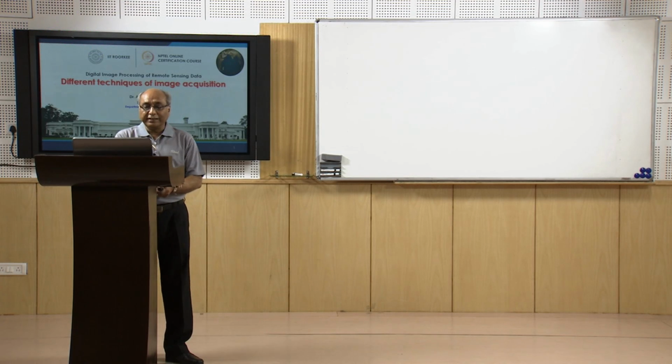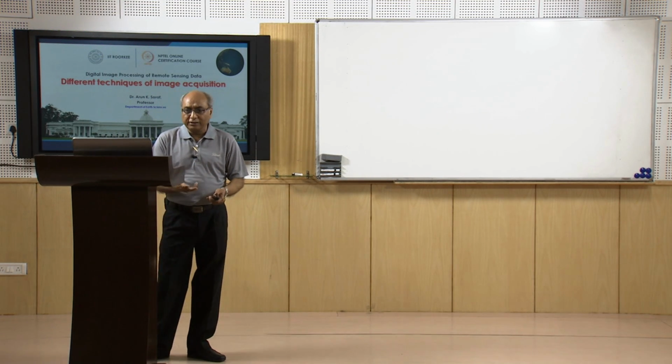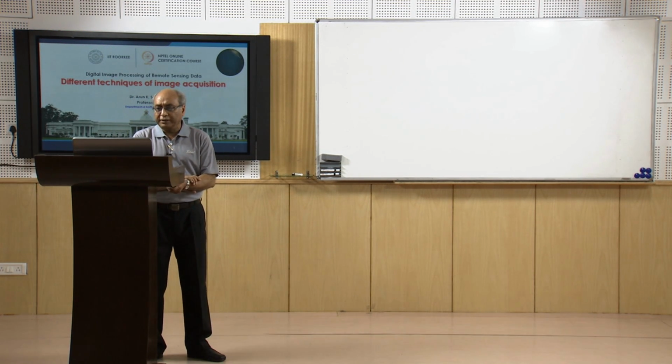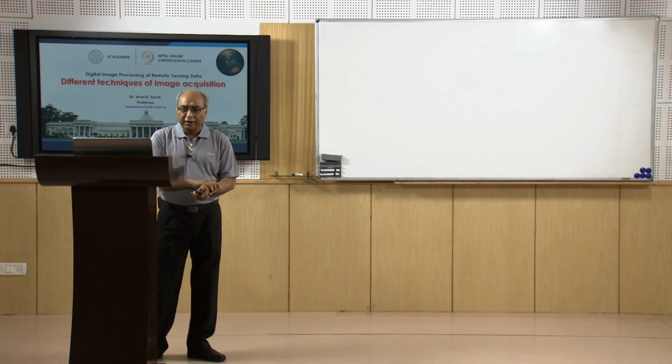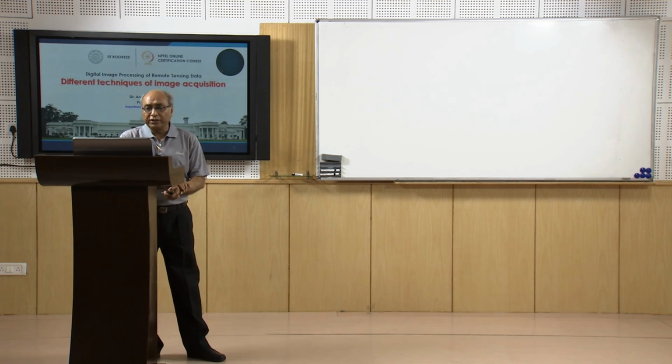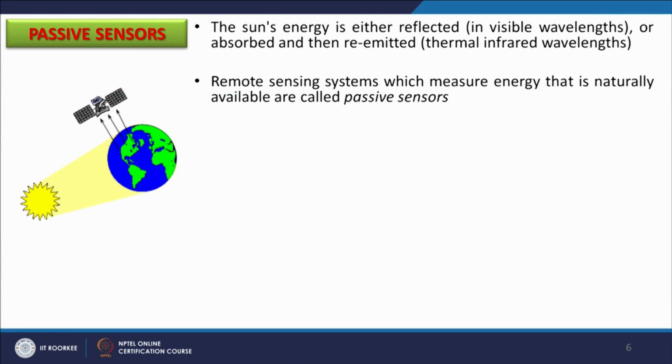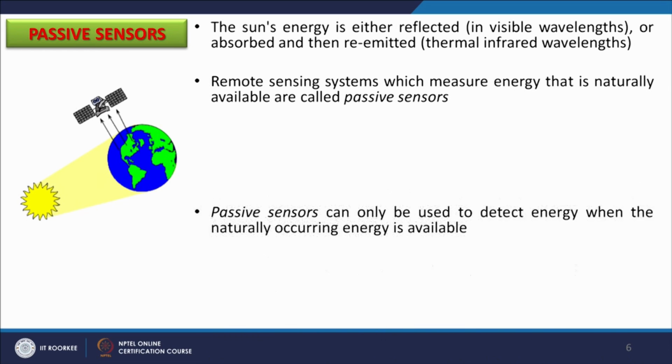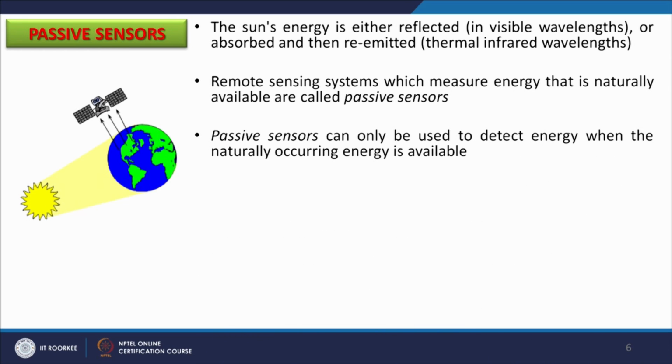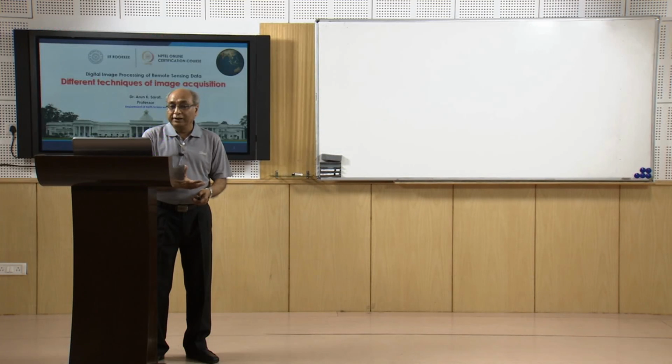Now passive sensors, as I have already mentioned, require the sun's energy, which is available in plenty in various parts of the earth, and which is either absorbed or re-emitted through thermal infrared wavebands. Remote sensing systems which measure energy that is naturally available are called passive sensors, and this is the most common. Most common remote sensing is passive remote sensing. Passive sensors can only be used to detect energy when naturally occurring energy is available. That means mainly in the daytime.